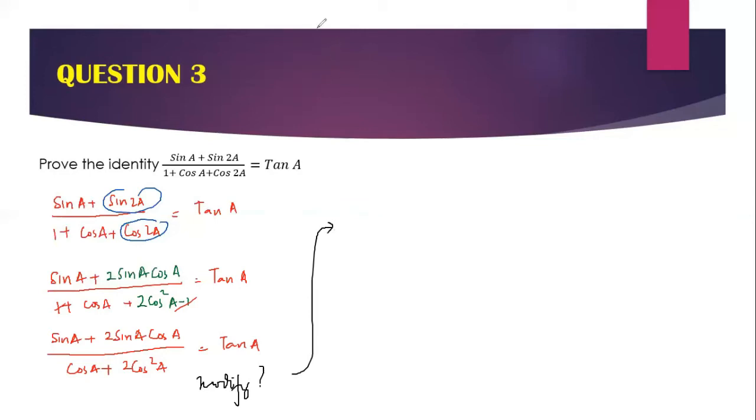Distribution, right? You have to distribute the formula. This is sine A, right? So sine A, open the bracket, 1 plus 2 cosine A, over.